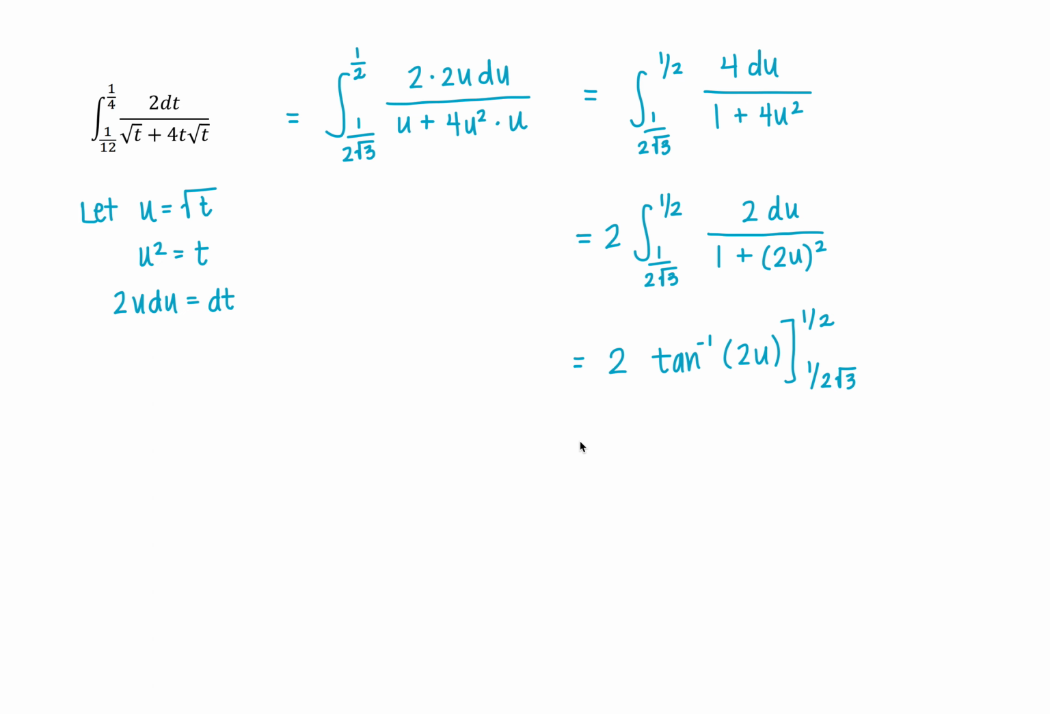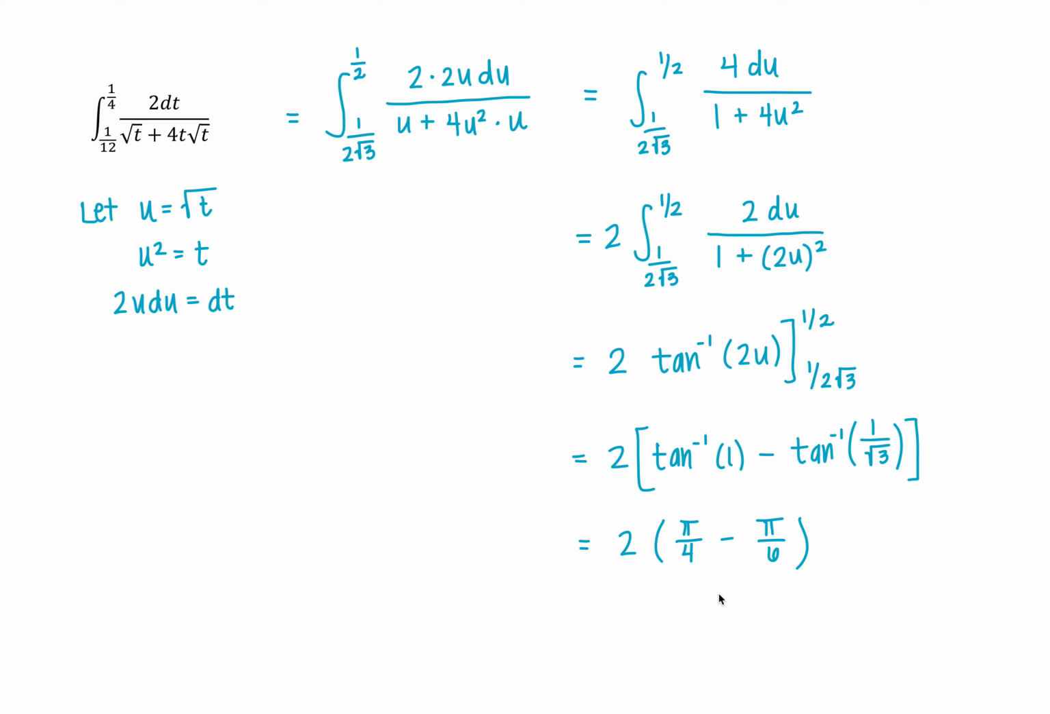So let's see what we end up with. We're going to have the inverse tangent of 2 times 1/2, so it's the inverse tangent of 1, minus the inverse tangent of 2 times 1 over 2 times the square root of 3. That's just 1 over the square root of 3. The inverse tangent of 1 is pi over 4. Inverse tangent of 1 over the square root of 3 is pi over 6.